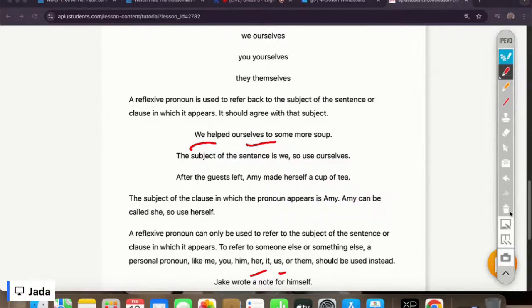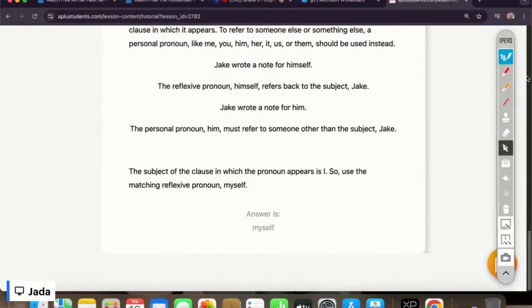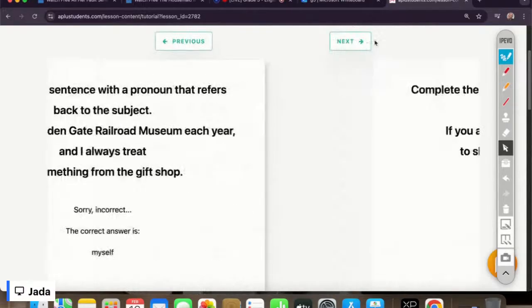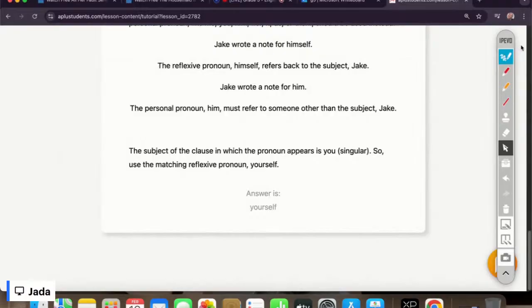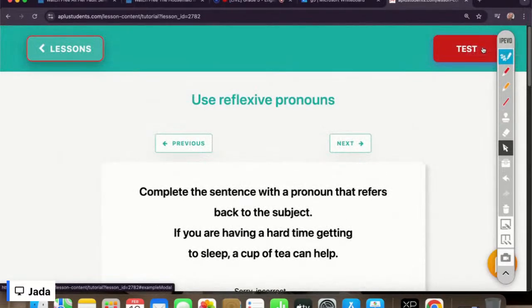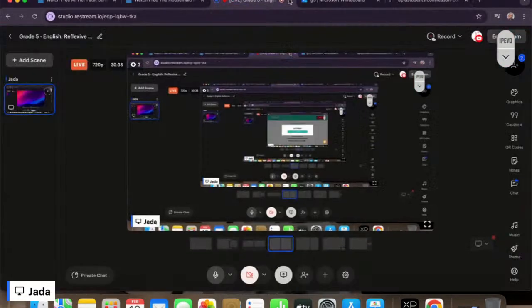Okay, so let's look at the example. We visit the Golden Gate Railroad Museum each year. Dash, I always treat to something from the gift shop. So we have treat myself because it's I. Then if you're having a hard time getting to sleep, a cup of tea can help. So getting what? Yourself, because it's you. Alright, so let's go to the test and you can share your answers, okay?